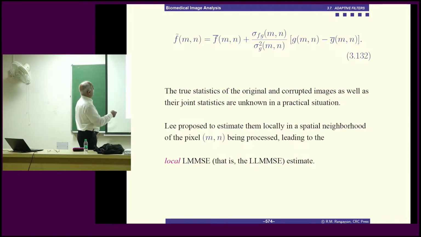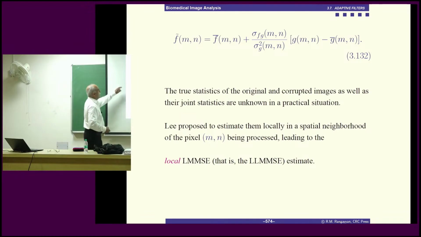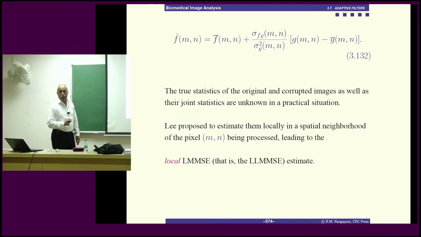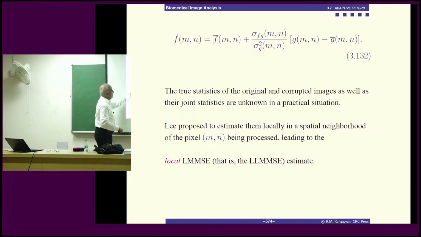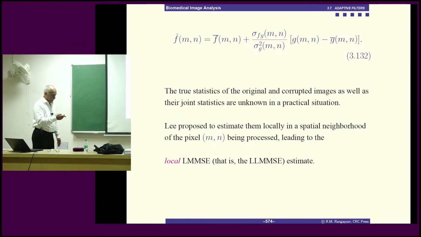F bar is a mean at that location. But F is the original, we don't know that. Fg, we don't know that. F is unknown. So we need to manipulate this further. So the true statistics of the original and corrupted images, as well as their joint statistics, sigma Fg, are unknown in a practical situation. So Lee said we will estimate them locally in a spatial neighborhood in the given image itself, and then formulate a local Wiener kind of a linear minimum mean squared filter.